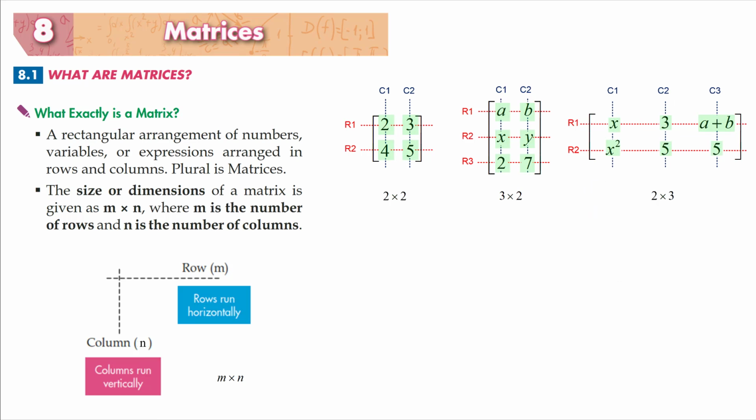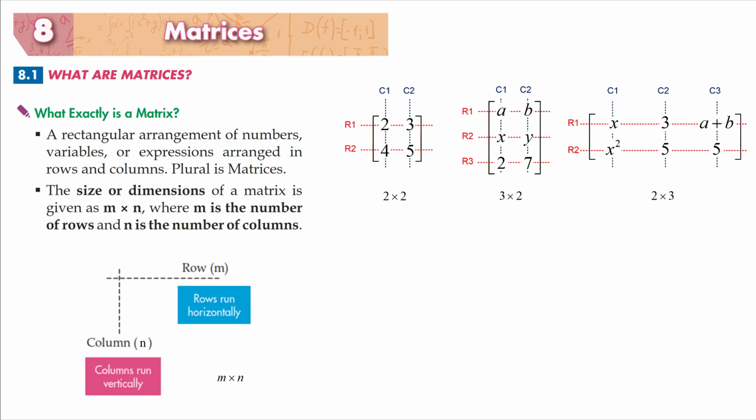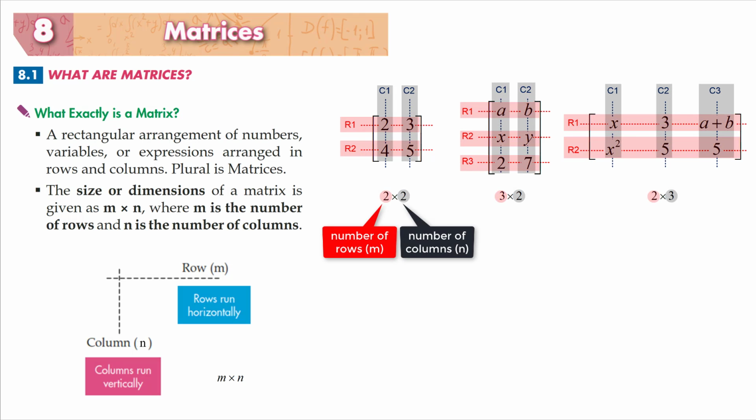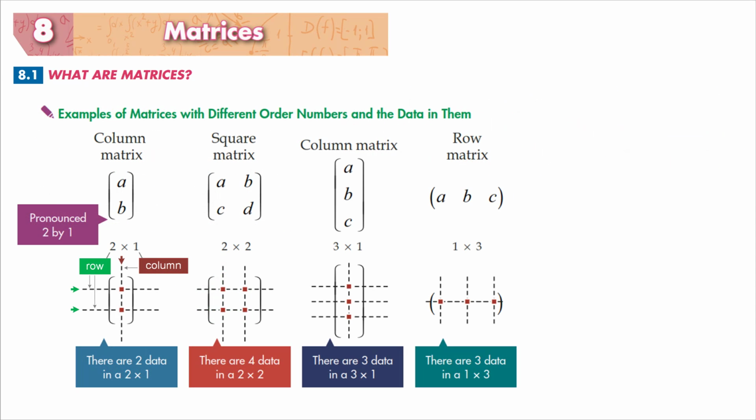Each location that may contain a number, variable, or unknowns is called an element. And the number of elements will be determined by the number of rows and columns it has. And that information is written in the dimension of a matrix. The dimension or order of a matrix is given by the number of rows m followed by the number of columns n. Let's look at a few more examples with different dimensions.